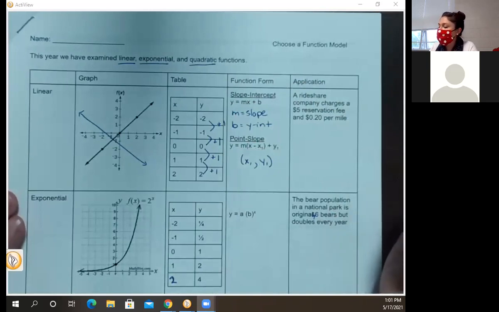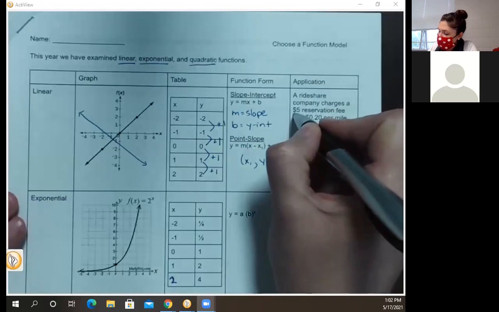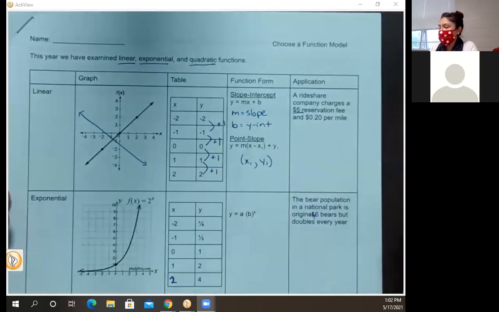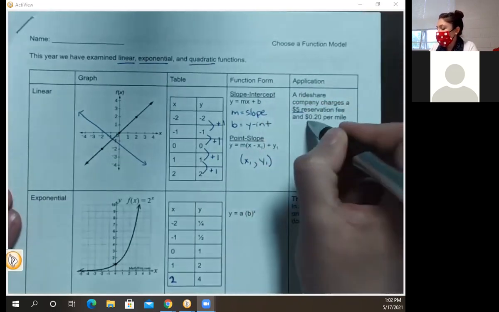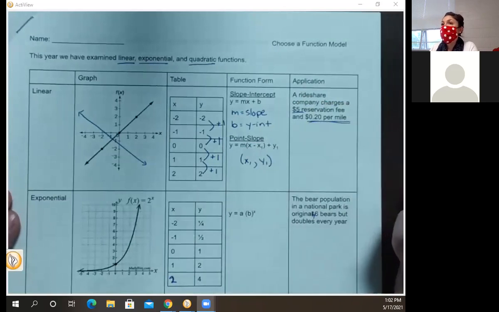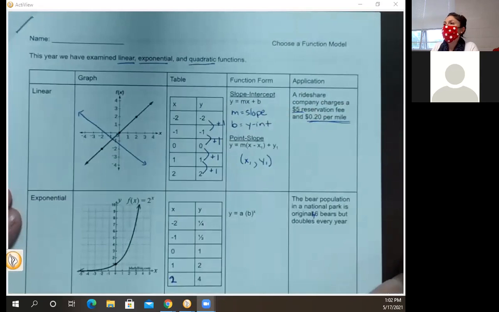And then we also talked about applications for linear functions. So an example of that would be like what we have over here. So a rideshare company charges a $5 reservation fee and $20 per mile. So this $5 reservation fee would be, if I were to look at a graph or talk about this in terms of a function, would be like my intercept. And then that $20 per mile would be our slope. That's how much I change by for each point. If I were to list prices in a table, every mile would be another 20 dollars. So I'm increasing by 20 every time. So that would make this a linear function because I change by the same amount every time.